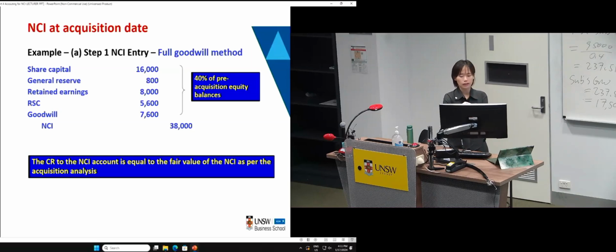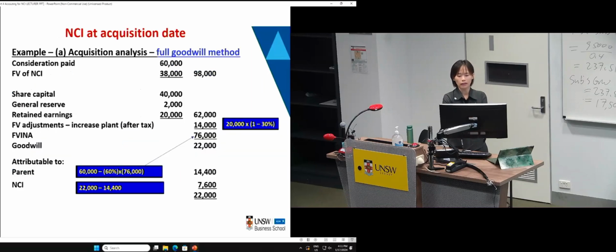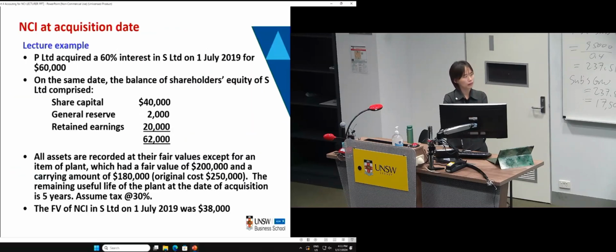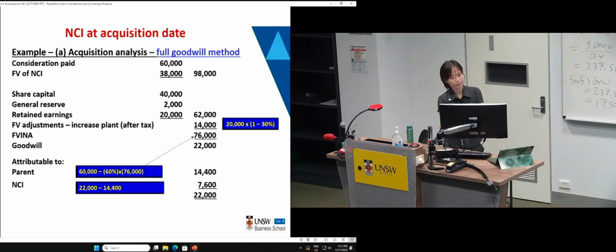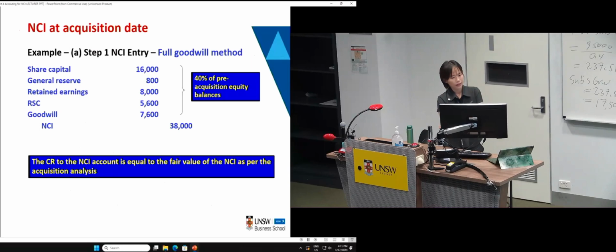Now these 38,000 can be verified, as we have this information already. It's equal to fair value. Remember that on the full goodwill method, NCI is equal to its fair value. That is based on the market value of shares not acquired by the parent. All right, so that is our step 1 NCI entries on the full goodwill method.